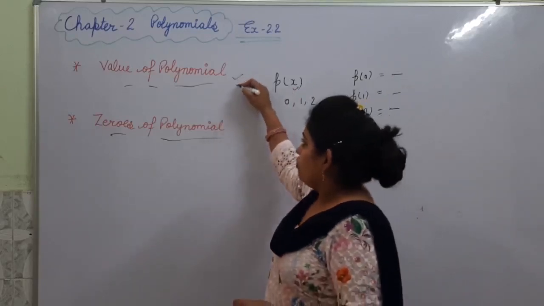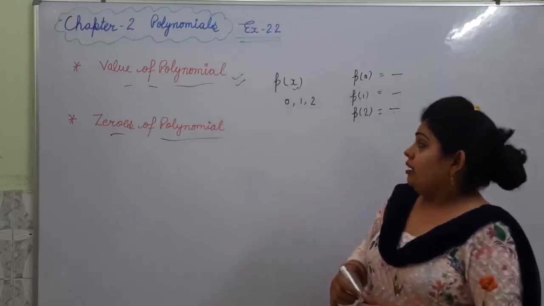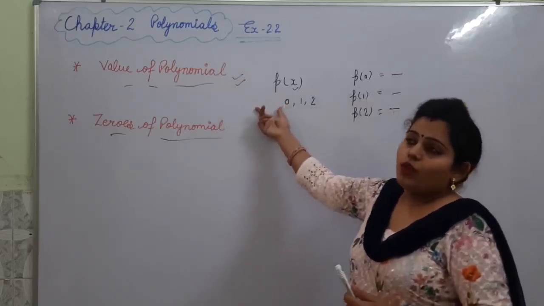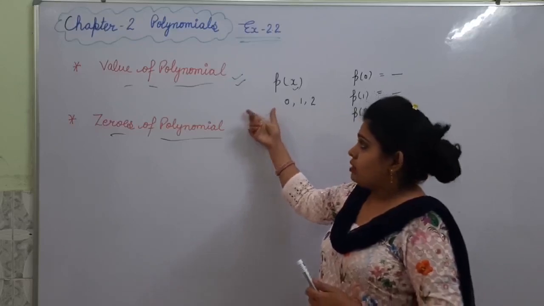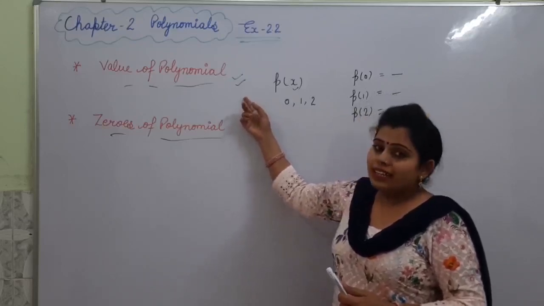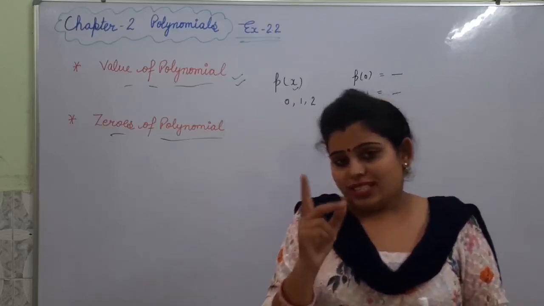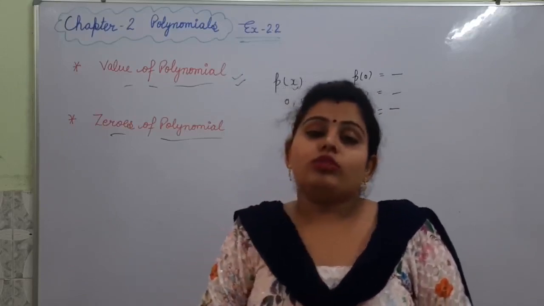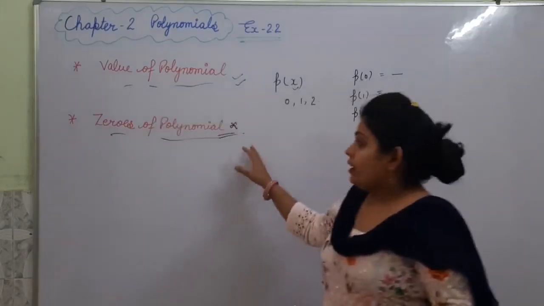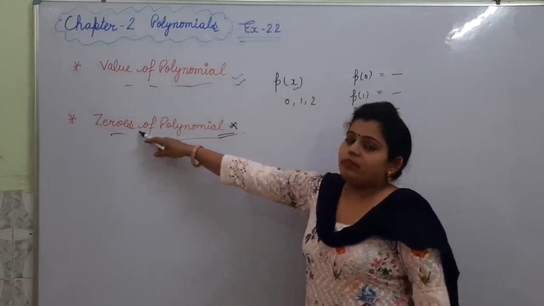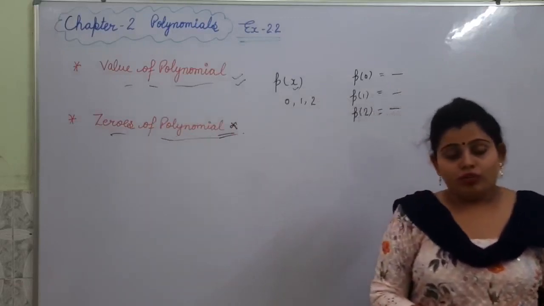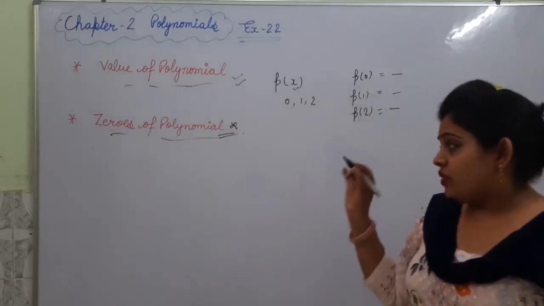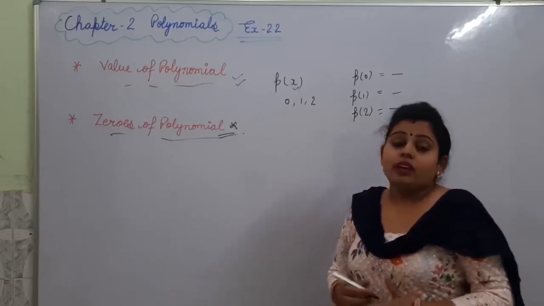Value of the polynomial. And based on this, our first and second question is there. So we will study this concept in our first and second question of exercise 2.2. Our next and important concept is zeros of the polynomial. Yes, dear students, it is a very important concept.